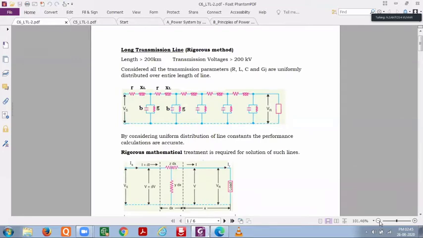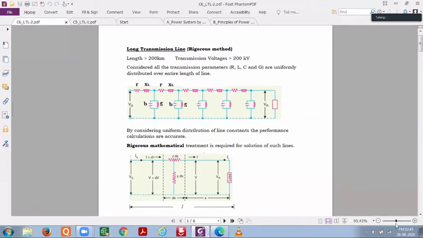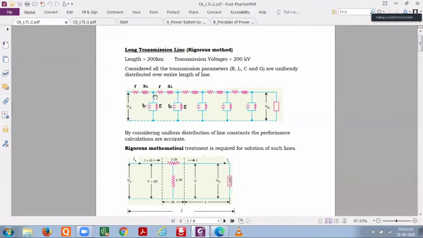Yesterday we started this concept, so to continue that analysis, you need to go through this once. Here I've written that the length is more than 200 kilometers and the voltage is more than 200 kV, and the R, L, C are uniformly distributed. By considering a uniform distribution, the performance analysis results are accurate. As a fourth point, rigorous mathematical treatment is required to perform such analysis.